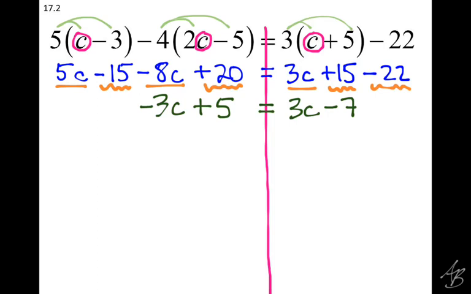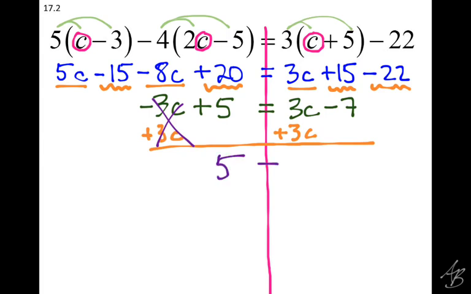All right, now I have c's on the left side and I have c's on the right side. I only want c's in one place so I can get it by itself. So what do we do next? Why are we going to get rid of the minus 3c instead of the positive 3c? Because it's smaller. So the coefficient that's smaller, we're going to get rid of. In this case, we're getting rid of the negative one because a negative is always smaller than a positive. So we add 3c on both sides. That's going to cancel out the 3c's on the left, leaving 5. And 3c plus 3c is 6c, and we still have our minus 7.